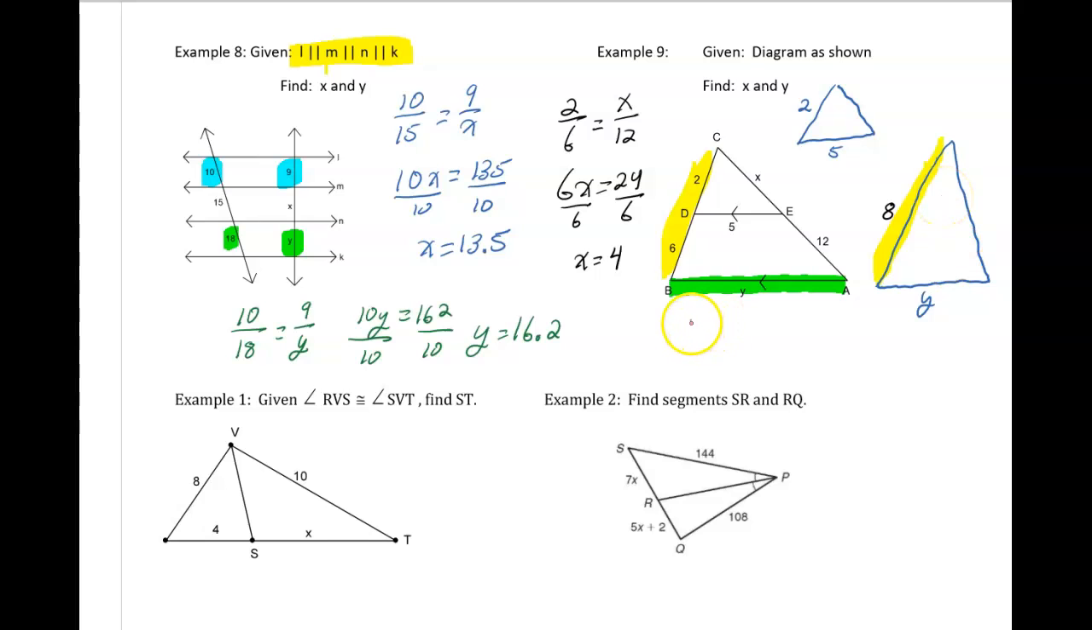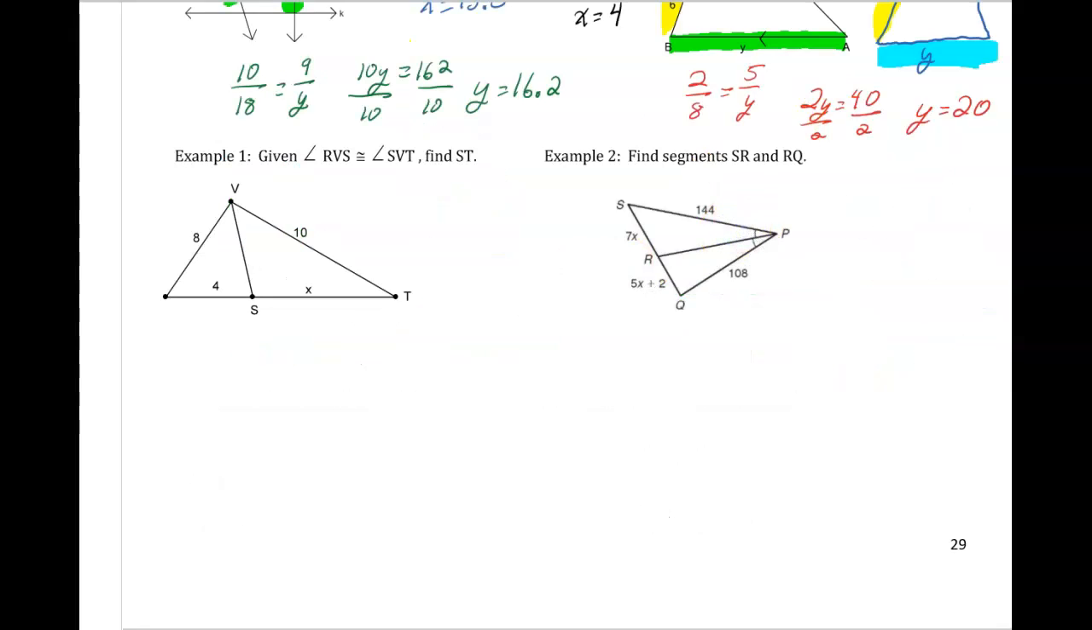So now I could say 2 over 8, the yellow piece divided by the yellow piece, is equal to 5 over y, which I highlighted in blue. Multiplying, we get 2y is equal to 40. Divide by 2. Y is equal to 20.